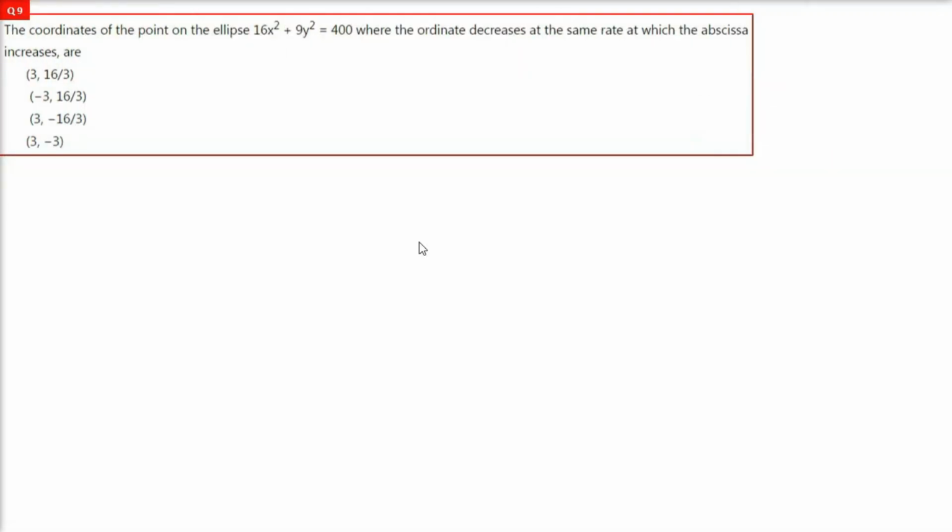will solve your answer. The coordinates of the point on the ellipse 16x square plus 9y square equals 400. So ellipse is a shape like an egg. So here the question is saying that this is the equation of the ellipse where the ordinate decreases at the same rate at which the abscissa increases. Ordinate is y, abscissa is x. So ordinate decreases at the same rate.